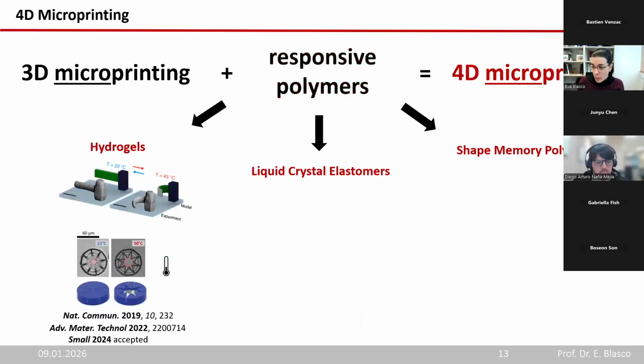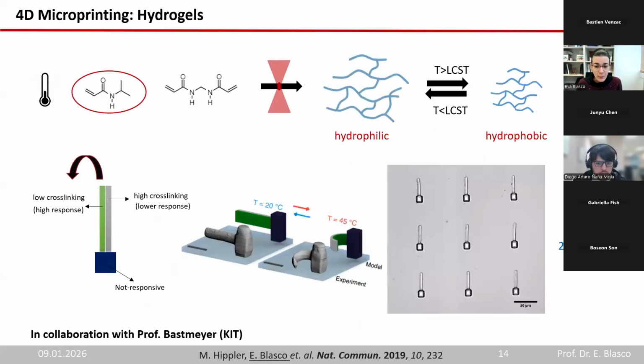So let me start with the hydrogels. Hydrogels, as we have said, are very hydrophilic materials. They are mainly water and very important for bio applications. So we started a few years ago introducing this material at the microscale. The first example was the well-known NIPAM, poly-NIPAM. It's a thermally responsive polymer. So we print the NIPAM with a bit of crosslinker. We create a hydrophilic network.